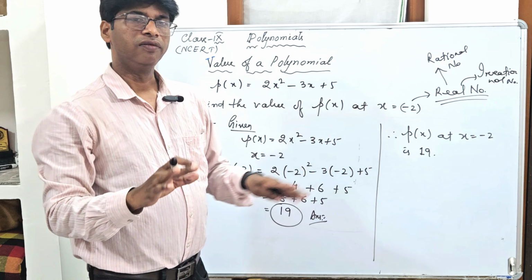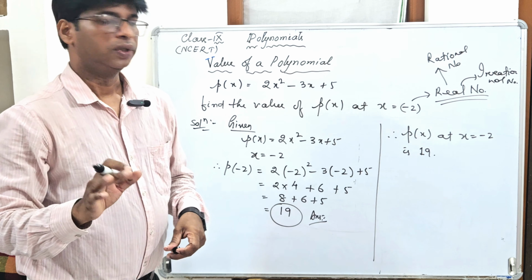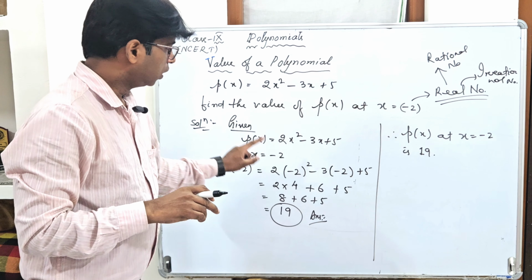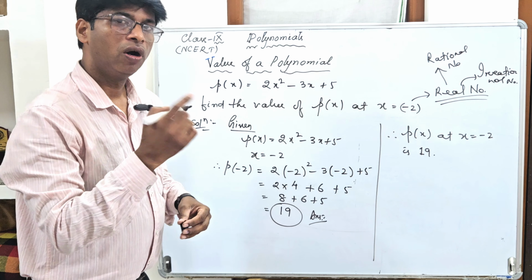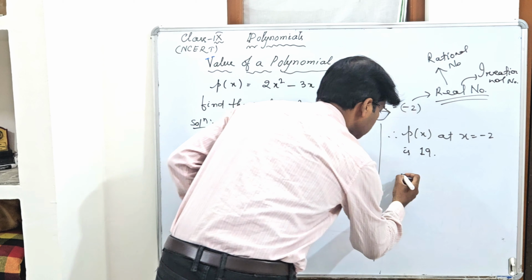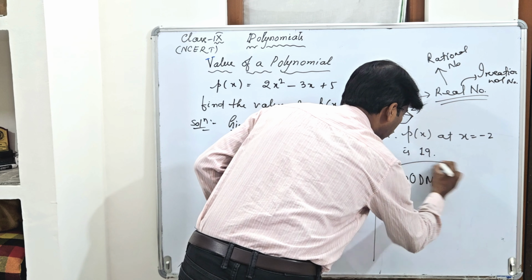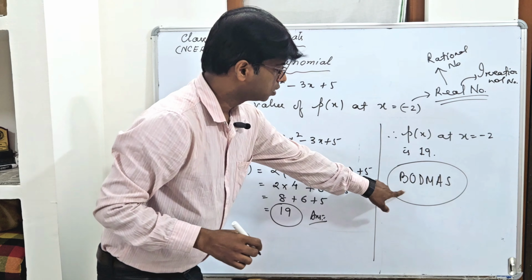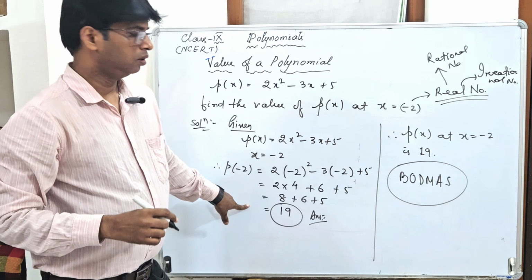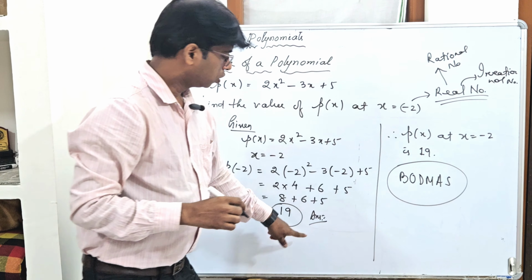So any degree polynomial will be given, no need to worry. We'll be substituting x is equal to the value given, then finding the value. But you should know the BODMAS rule also, because in simplification the BODMAS rule is very much important. If you follow this, then the simplification will be easy. If you do not follow this, it will go wrong.